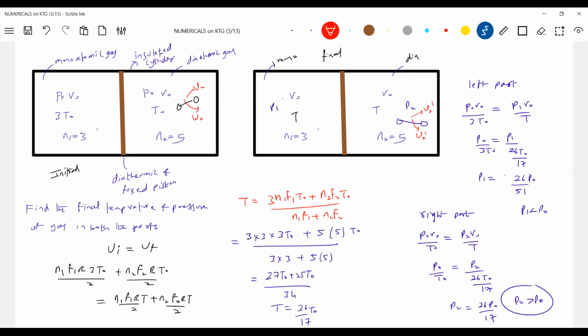V2 dash, it will be moving. Look at this monatomic gas molecule. It was moving with a velocity, say V1. Now it will move with a different velocity, V1 dash. Any reason for that? Temperature has changed. Even the root mean square angular velocity also will change.